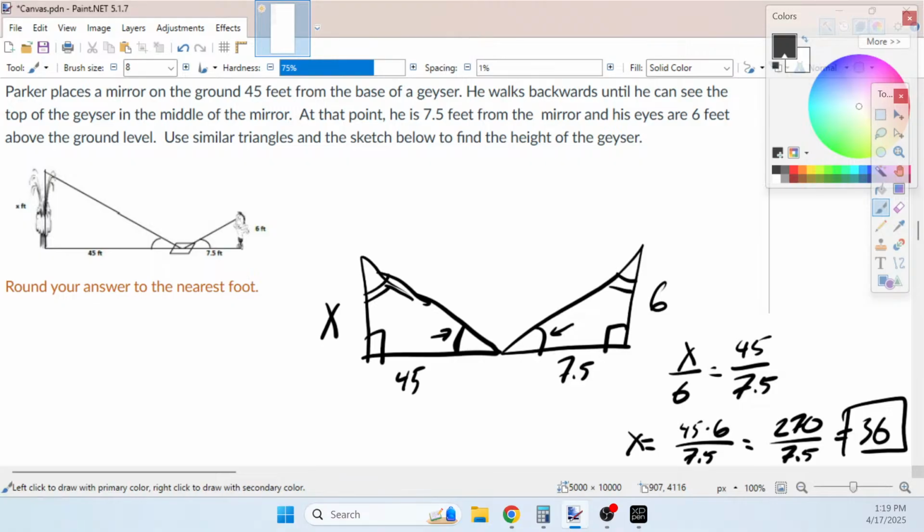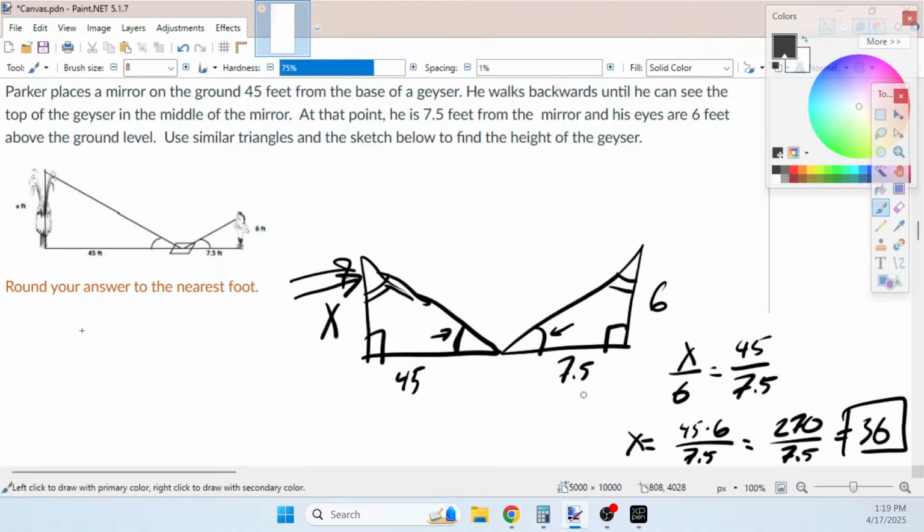We have another one where instead of having a geyser over here, we have a giraffe, trying to measure how tall the giraffe is. Done the same way. We have one where we have a mirror on the ground, and instead of a giraffe or a geyser, we're measuring the Eiffel Tower. Either way, it's the same problem. The two triangles are similar, so we can compare sides.